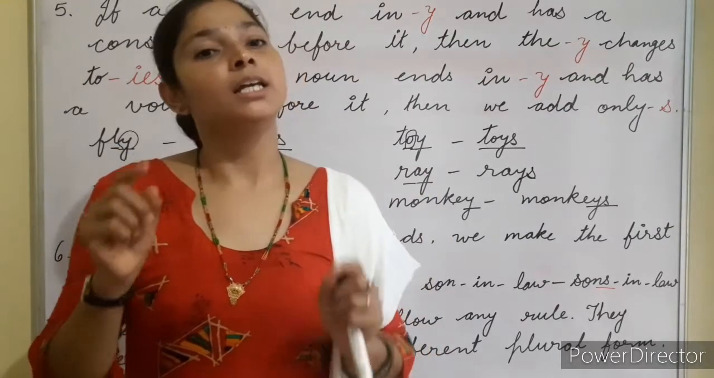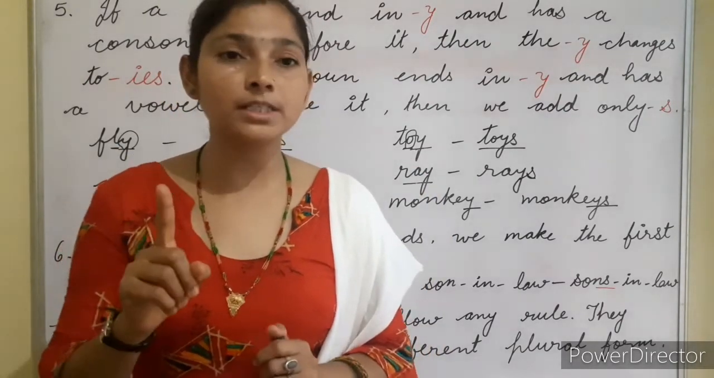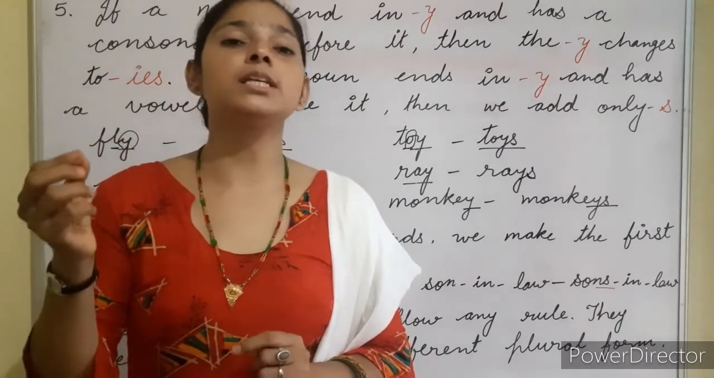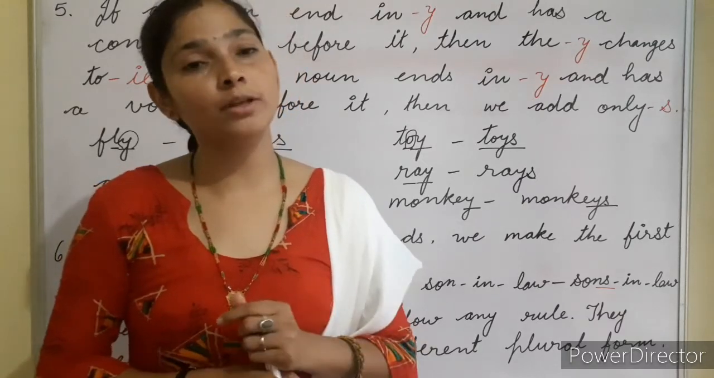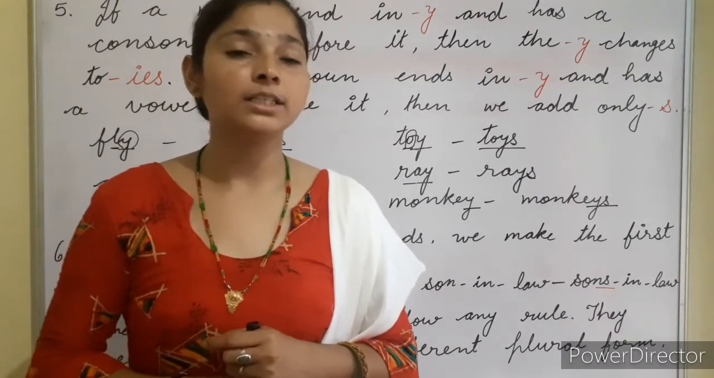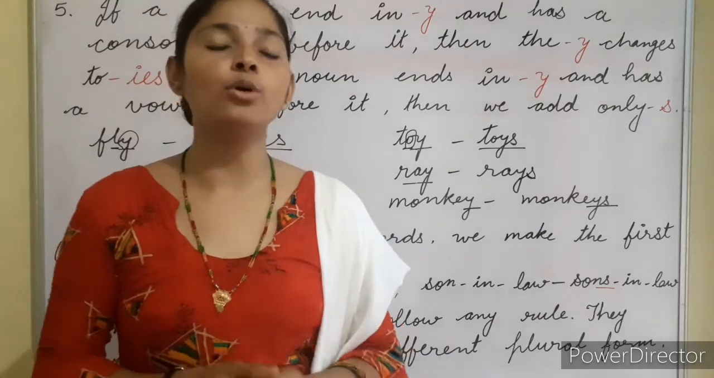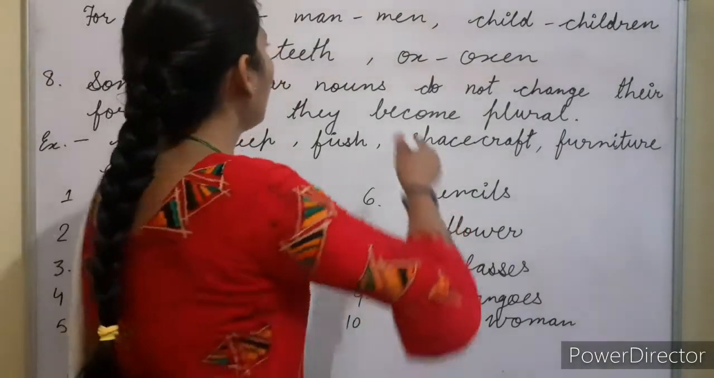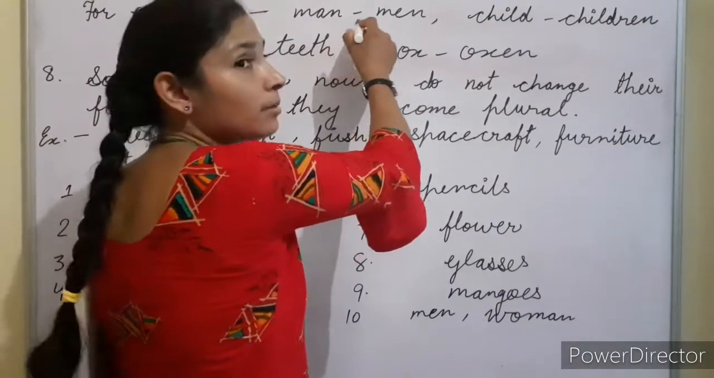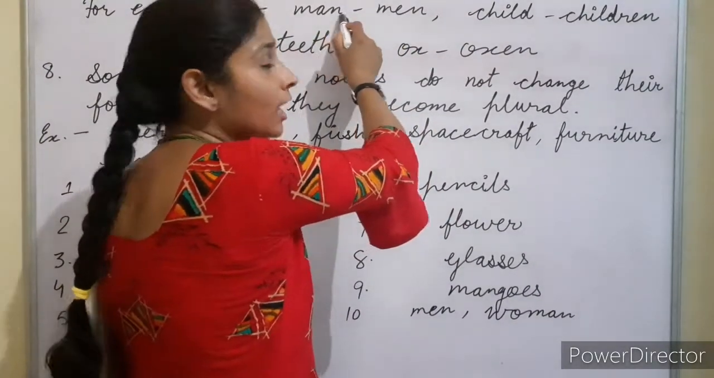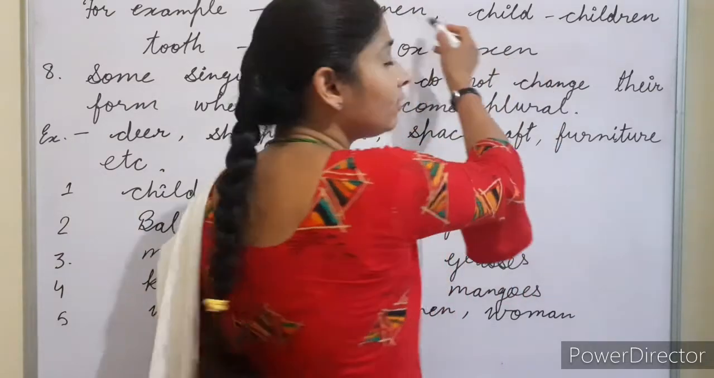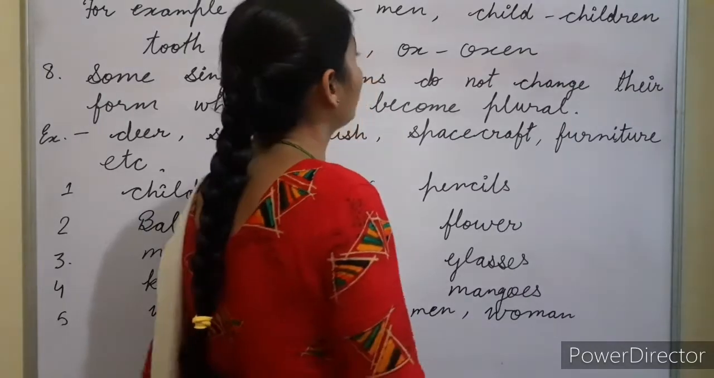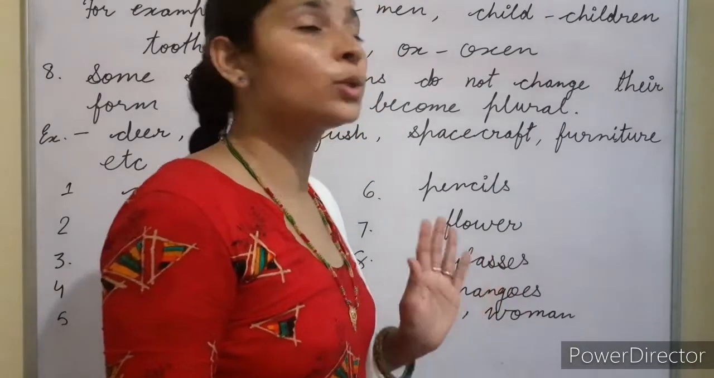Man, we are using for only one person. Okay, and men we are using for more than one, means it's plural. And same as in woman also, woman, and its plural will be women. For example, man means one man. We are using man for singular, and for plural, more than one, we are using men. Its plural will be men, because these words do not follow such rules.